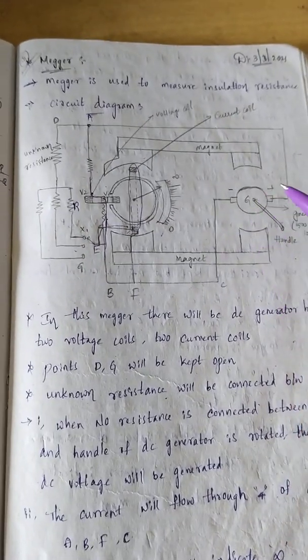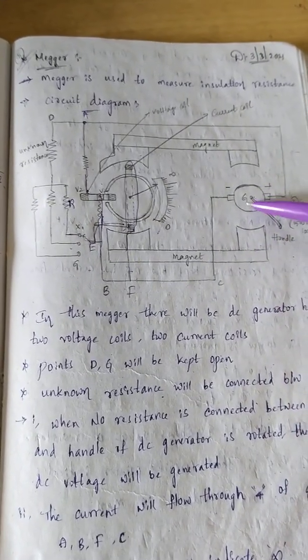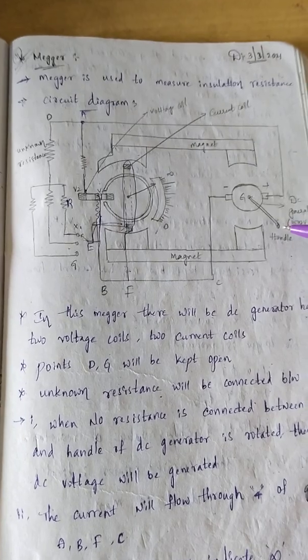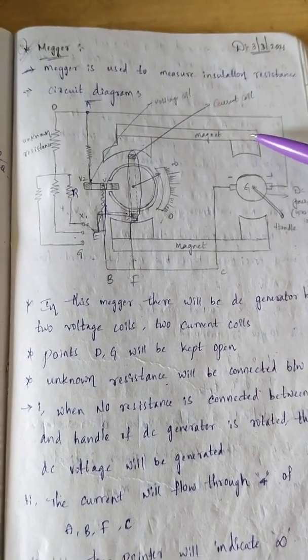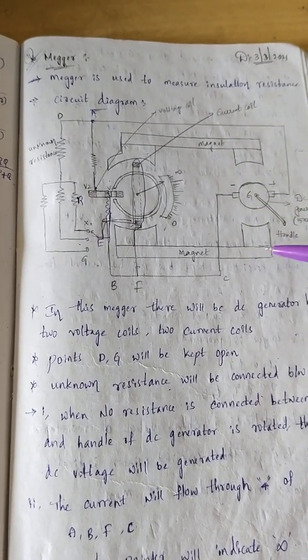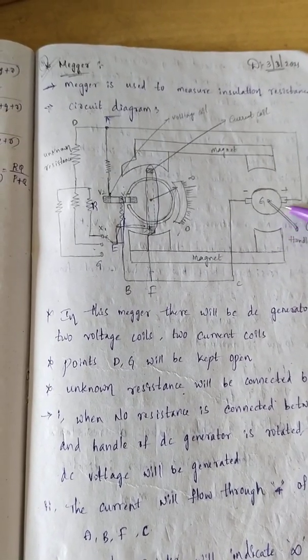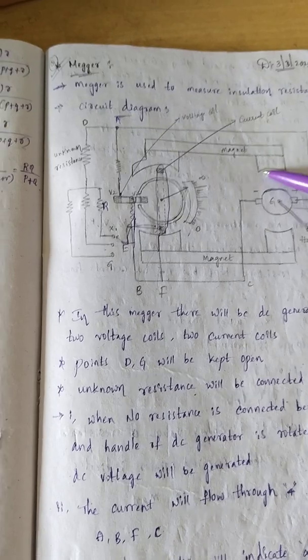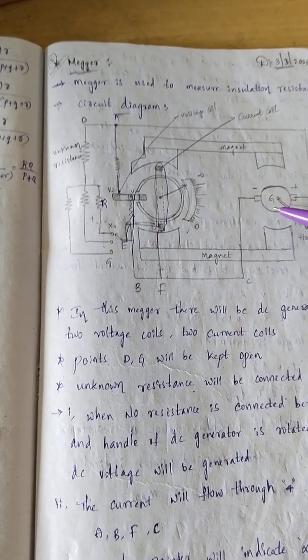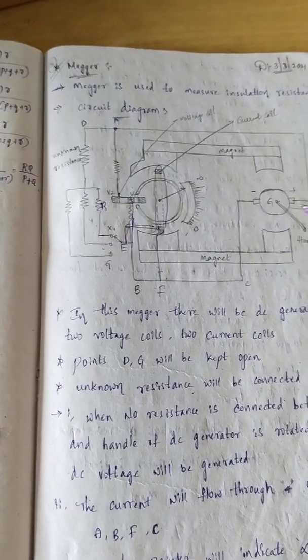So here you have a generator. For this generator there will be a handle here. Here permanent magnets will be there. Because of these magnets, what will happen? Flux will be produced. So whenever we rotate this handle, this flux will get cut by this armature and EMF will be induced.